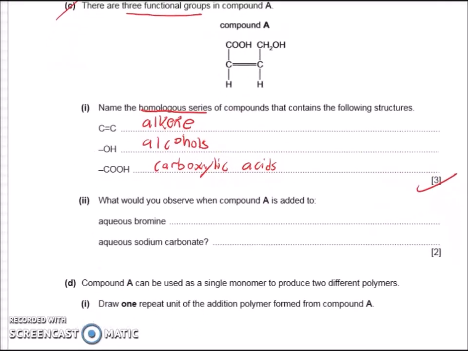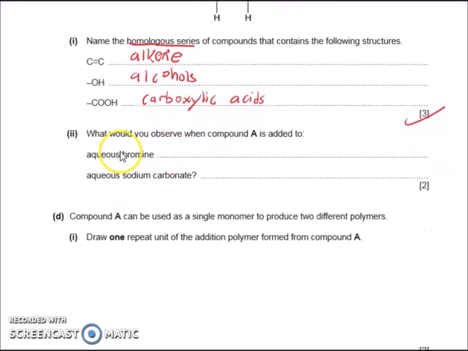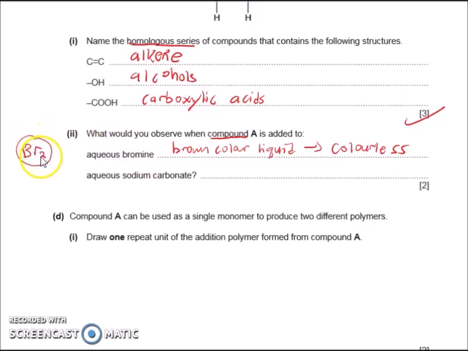Then we move on with the following. What would you observe when compound A is added to aqueous bromine? Since we have alkene, so what happened? Aqueous bromine is a brown colored liquid. So the brown liquid will change to colorless because the bromine will be decolorized. Remember, bromine is brown in gas or liquid form, so it should be liquid form. When it changes to ion, it is colorless.